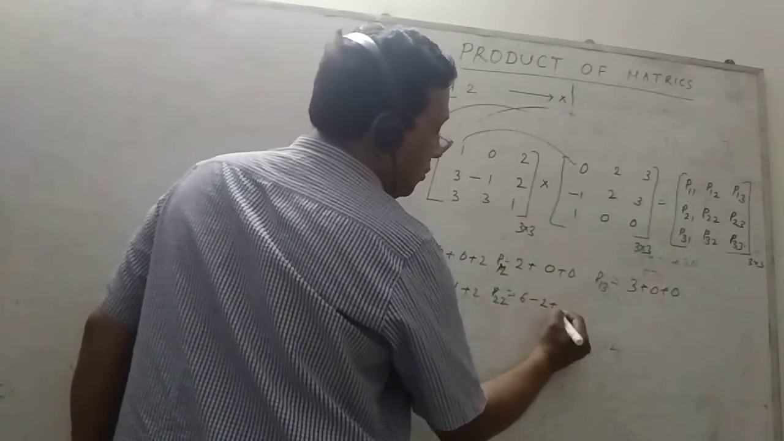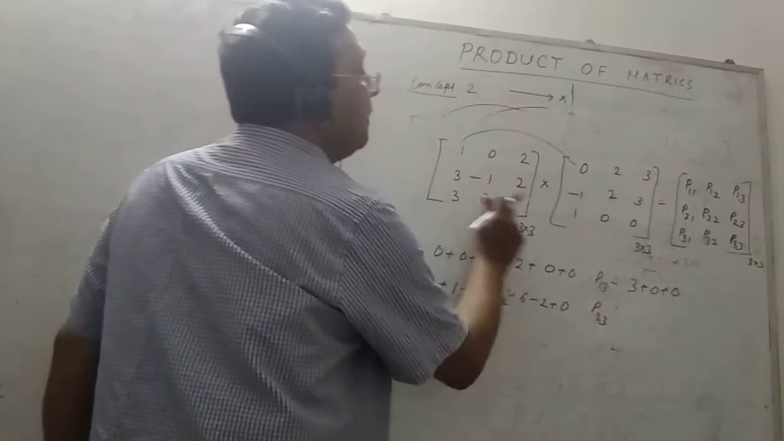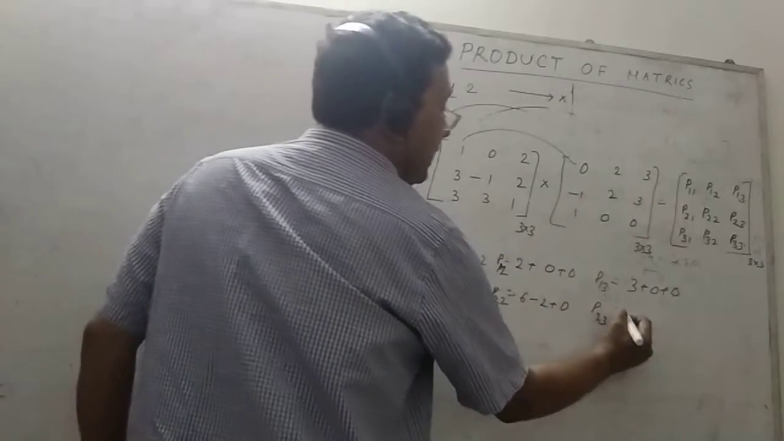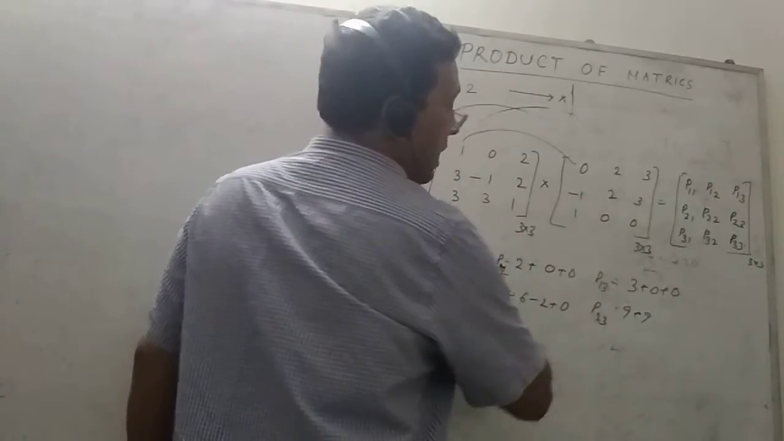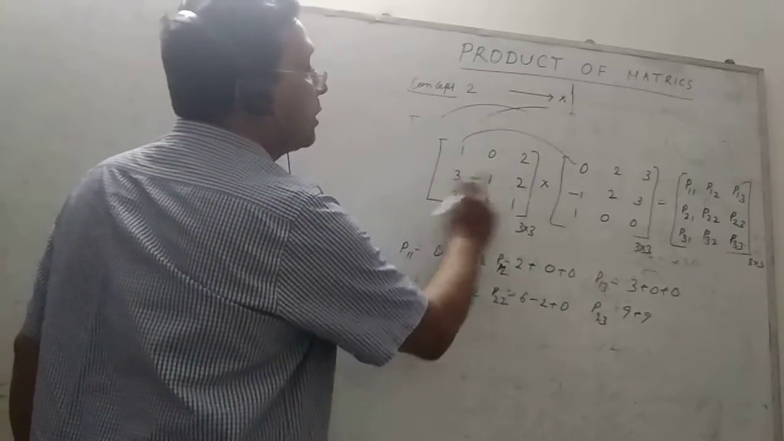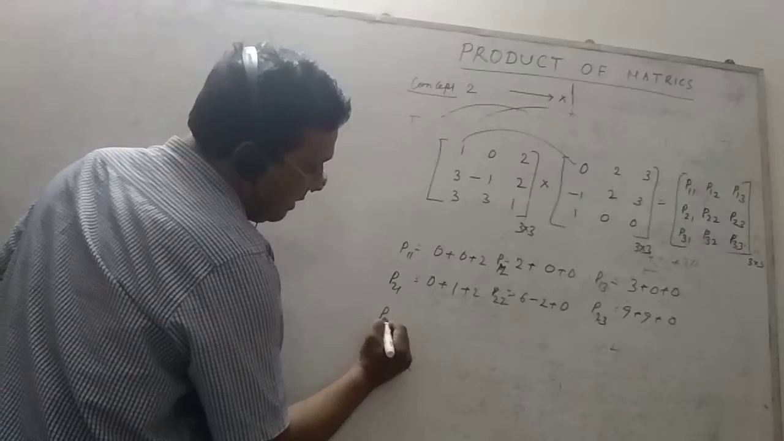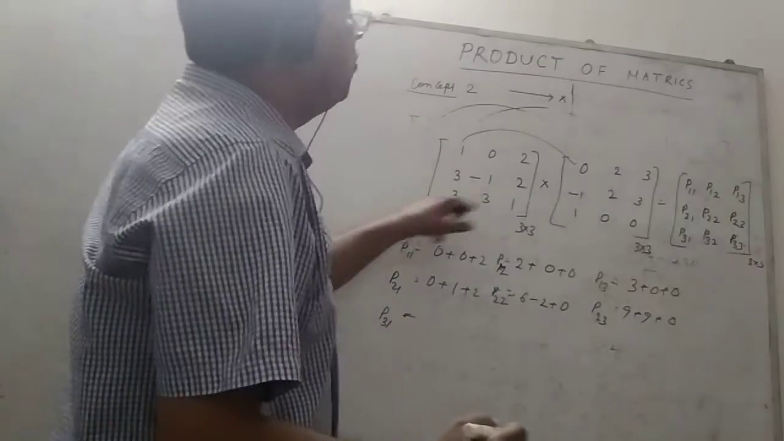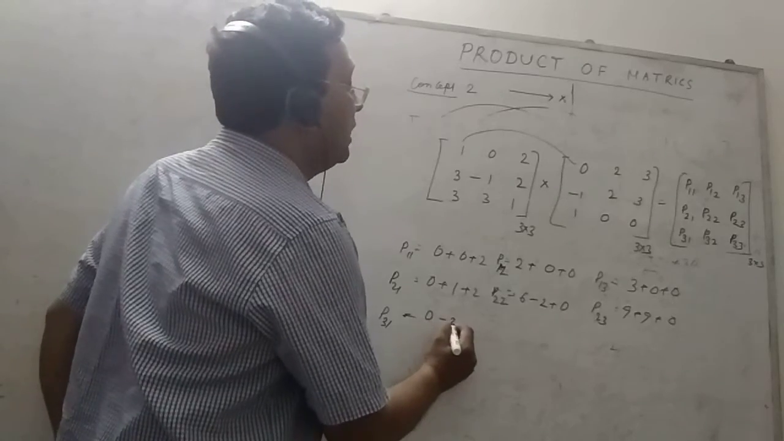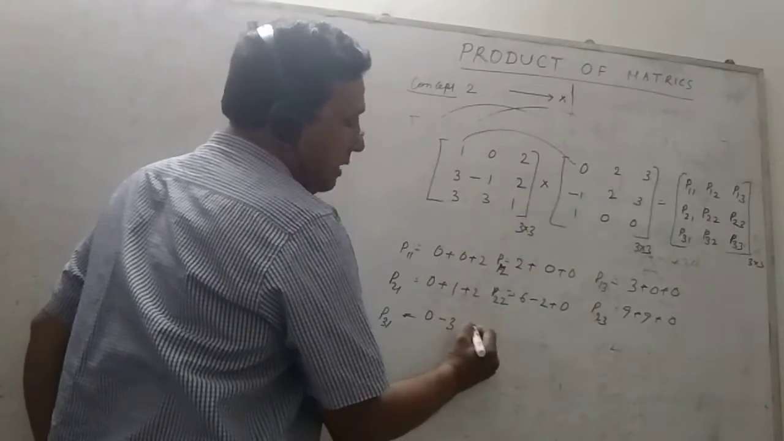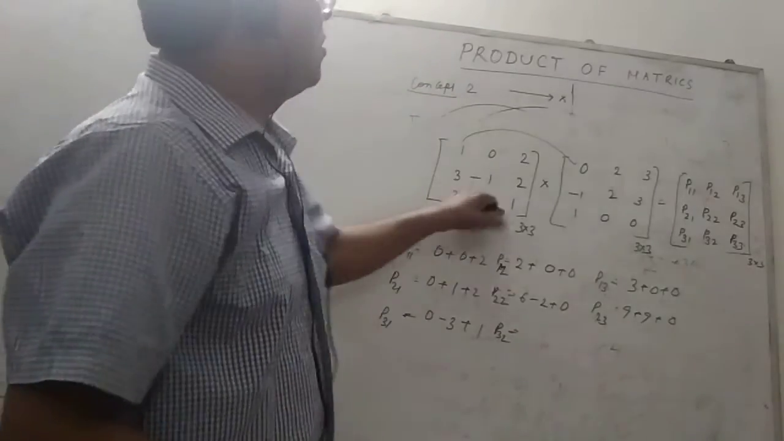Then 2 into 0, 0. Then P23, second row and third column, 3 into 3, 9, then 3 into 3, 9, then 2 into 0, 0. Now P31, third row, first column, 3 into 0, 0, then 3 into minus 1, minus 3, and 1 into 1, plus 1. P32 is equal to what? Third row and second column.